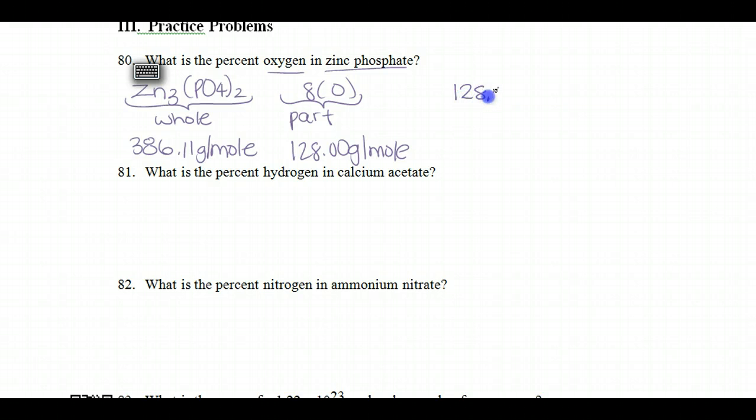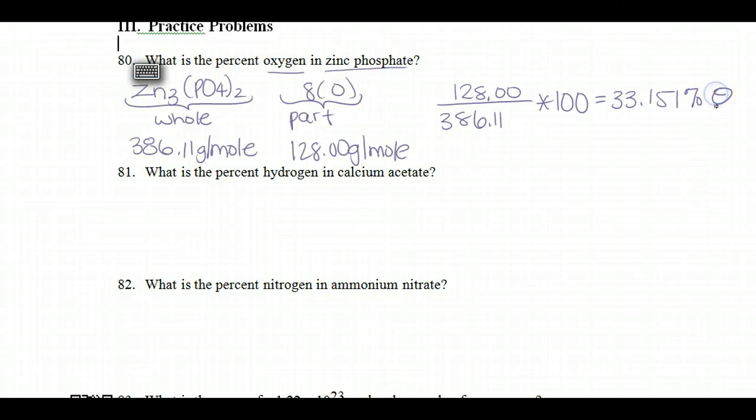So we take the 128.00 over the 386.11. And then every percent in life, right, the last thing you do is multiply by 100. So we check our sig figs. We've got 5 on top, 5 on the bottom. So our final answer should have 5 significant digits, which leaves us with 33.151% oxygen.